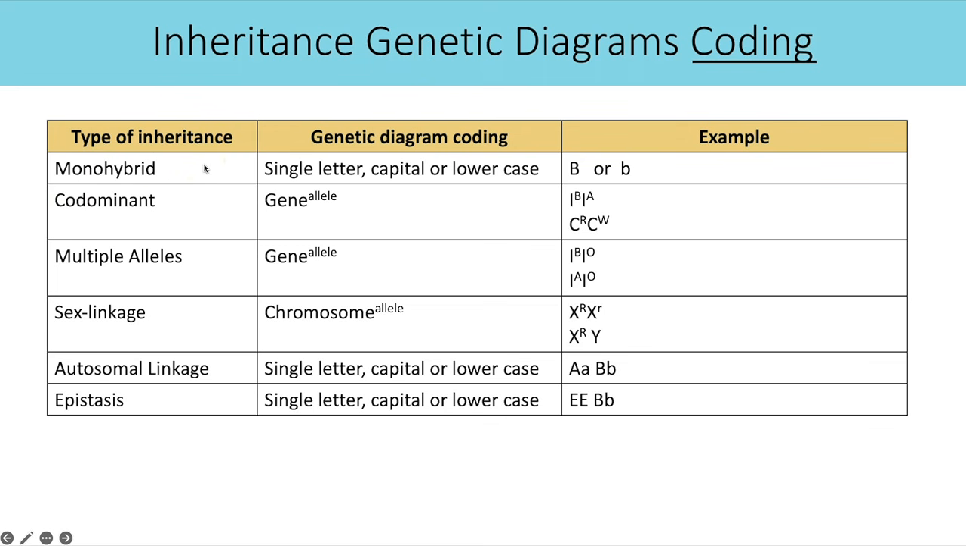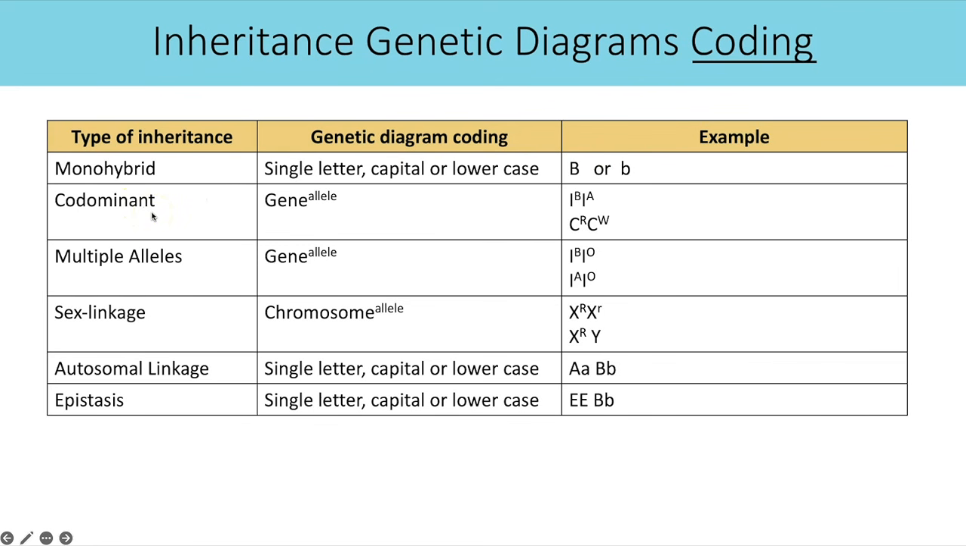In monohybrid inheritance, which is what you would have done at GCSE, when you're looking at the inheritance of either a dominant or recessive allele for one particular gene, we pick one letter, and that represents the gene, and you have the capital letter, which represents the dominant allele, and the lowercase letter represents the recessive allele.